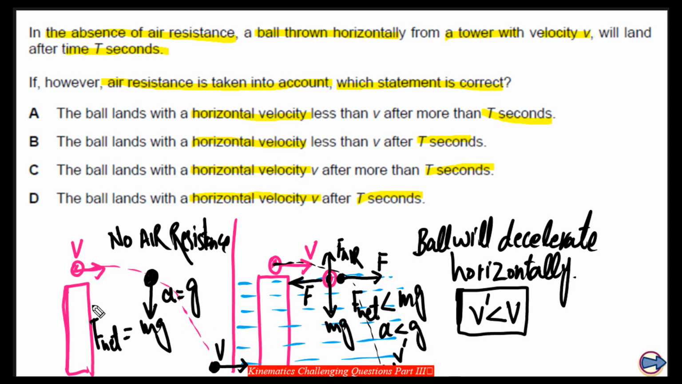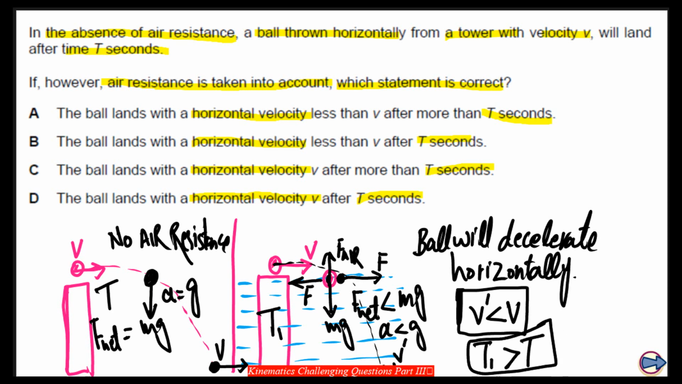In the first case, it took time t seconds. In this case, let's say it took time t1. So we can understand t1 has to be greater than t.